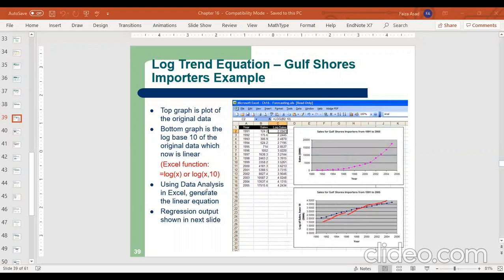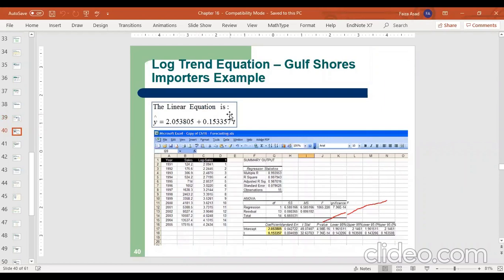Using data analysis in Excel, we generate a linear equation. We will use the data analysis section in Excel to generate the linear equation, and we will learn these calculations for regression in the next lecture when we start the workshop on Excel, inshallah. This is the last lecture from your book. The regression output is shown in the next slide.